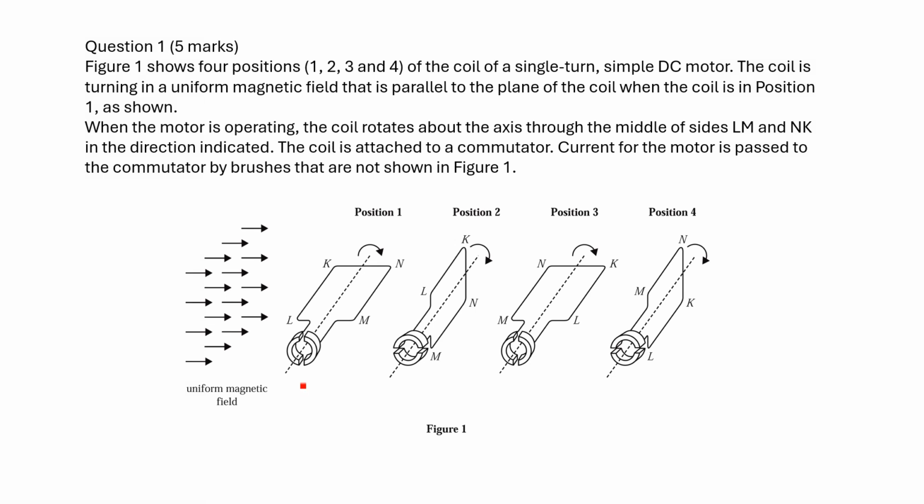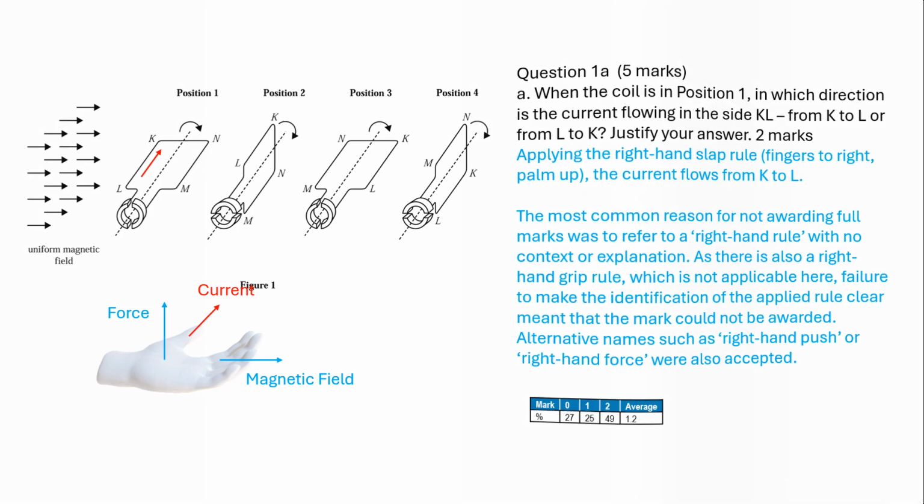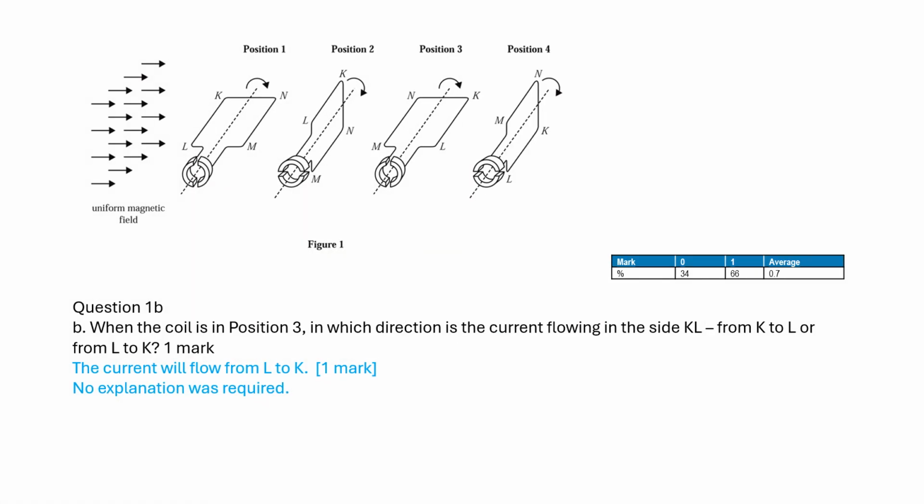A DC motor is turning clockwise in a uniform magnetic field. This field is parallel to the coil at the initial position. Applying the right-hand slap rule, fingers to the right, palm up, the current flows from K to L. The current will flow from L to K. No explanation was required.